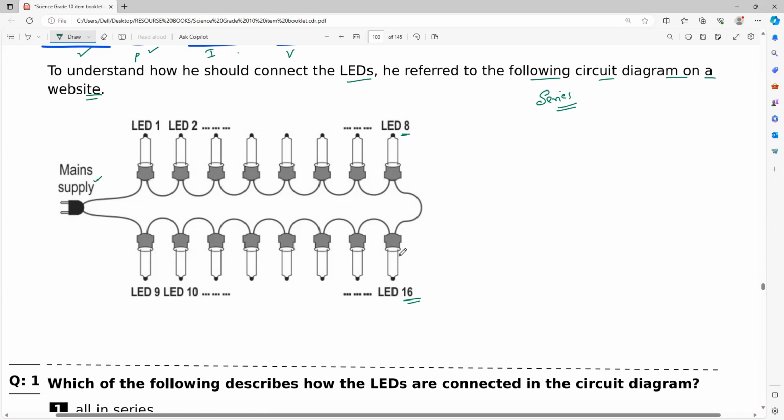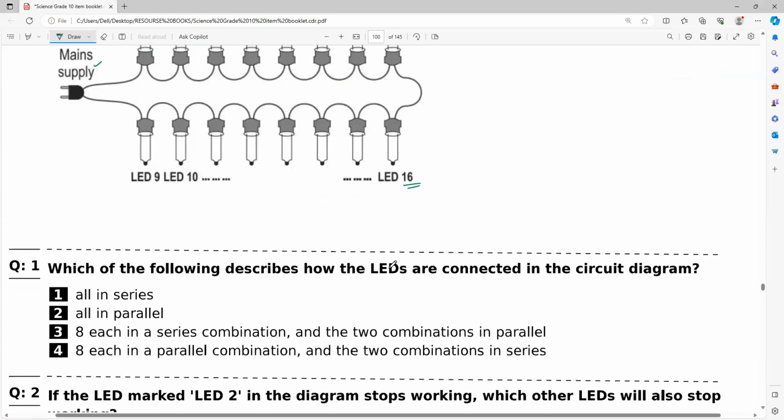Now they are asking, which of the following describes how the LEDs are connected in the circuit diagram? How are the LEDs connected? Check the continuation. What connection is it? Parallel, series? Series connection. All are in series connection. That is what you have to remember. Clear, everyone?